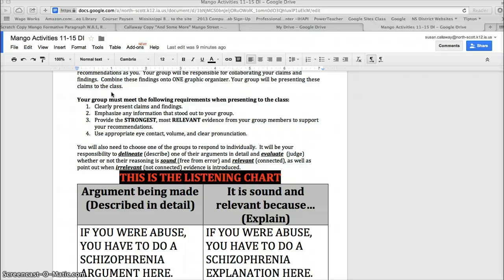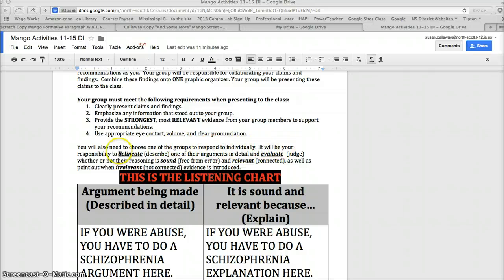Now, what you had to do then is think about that argument. If you thought it was abuse, think about what the schizophrenia people said. If you thought it was schizophrenia, think about what the abuse people said. And I'm going to read these directions that's above this is the listening chart. You will also need to choose one of the groups to respond to individually.